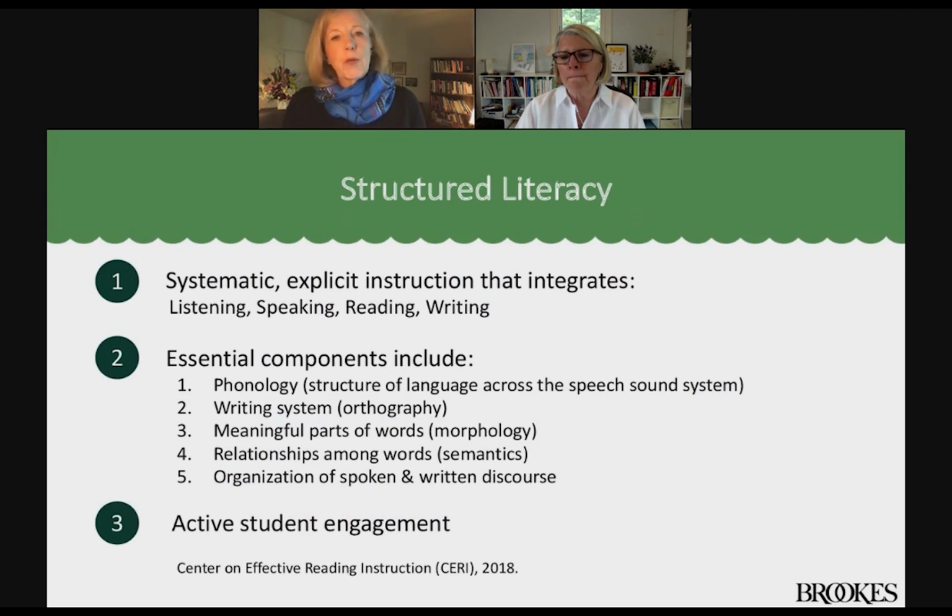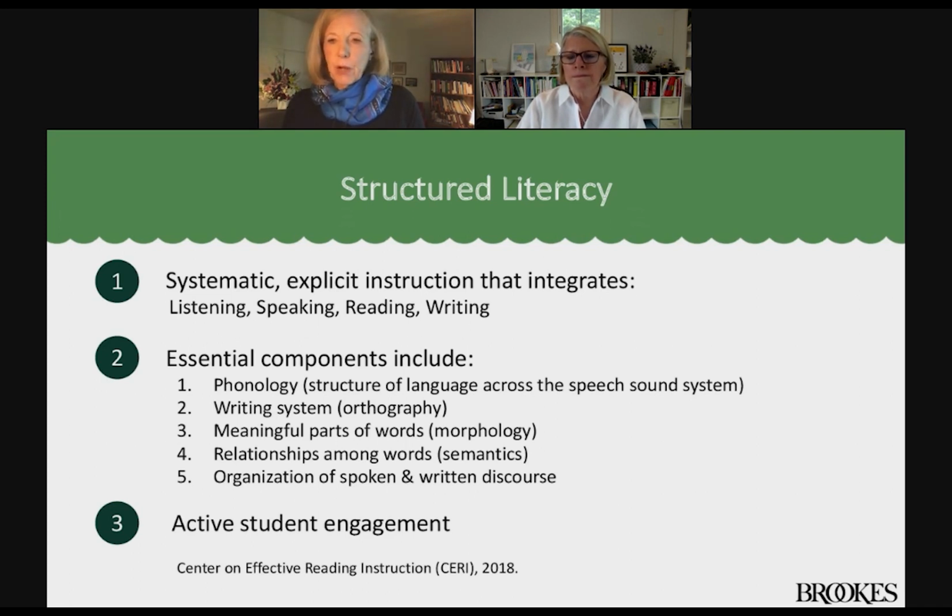So one way to approach this is through structured literacy. And this term has been further defined in the last few years. Structured literacy means that your instruction is systematic and explicit, and we're going to talk about this more in depth in a minute. It includes listening, speaking, writing, and reading.